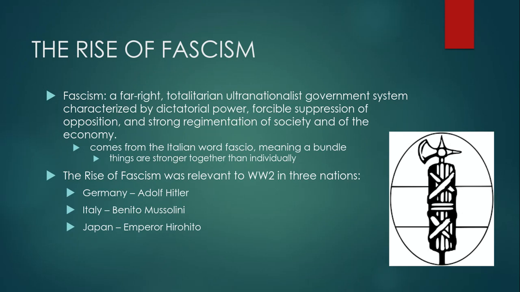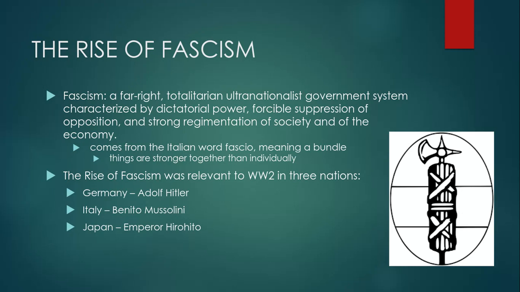Now, we put fascism on the far right of the political spectrum. However, it makes more sense to think of the spectrum as a horseshoe, because that far right fascist ends up having a lot of similarities with the far left. So the rise of fascism is relevant to World War II in three nations: Germany under Adolf Hitler, Italy under Benito Mussolini, and Japan under Emperor Hirohito.